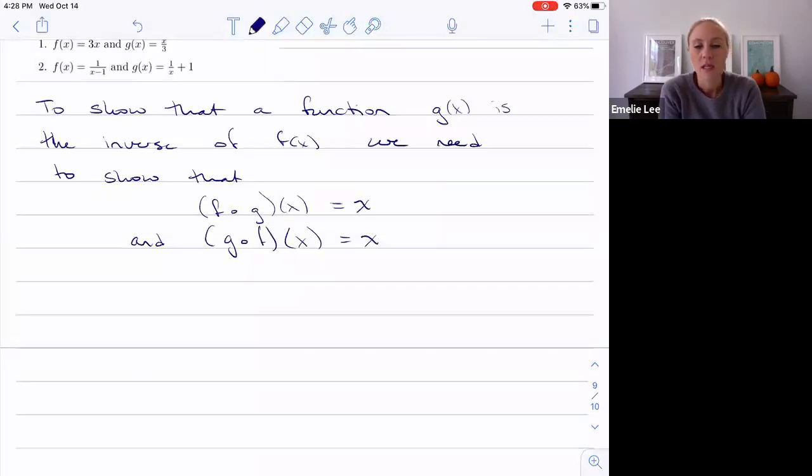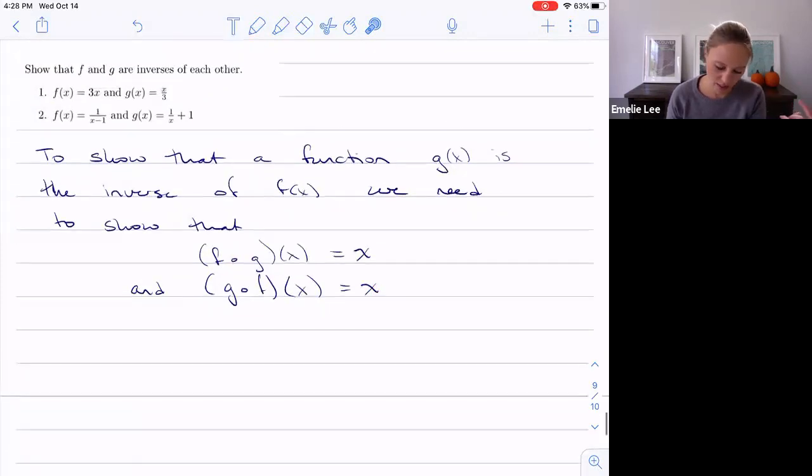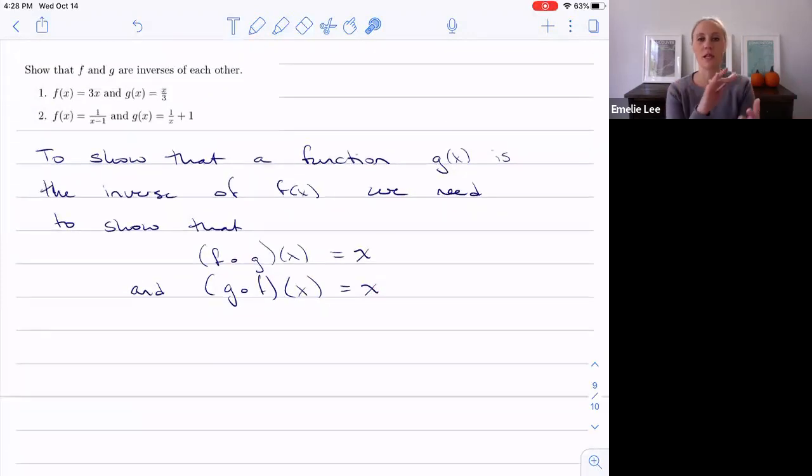So often if you've found the inverse, you'll be able to do the function composition, and what should shake out is just your x on its own. Of course, f of x is the inverse of g of x, but we just have to show one way because we've essentially shown both options here.